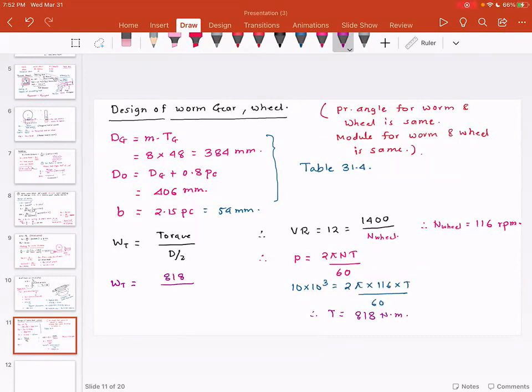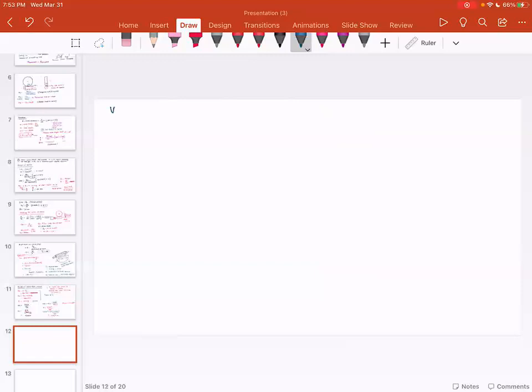And the tangential load will be 818 divided by this dimension, 384, which needs to be converted to meters, by 2. So that gives me 4260 Newton. And with this, we can find out the value of the pitch line velocity. So V, which is the pitch line velocity, is pi times diameter of the gear multiplied by the speed divided by 60, pi times 384, again converting that to meters, times 116 divided by 60. That gives me 2.35 meters per second.